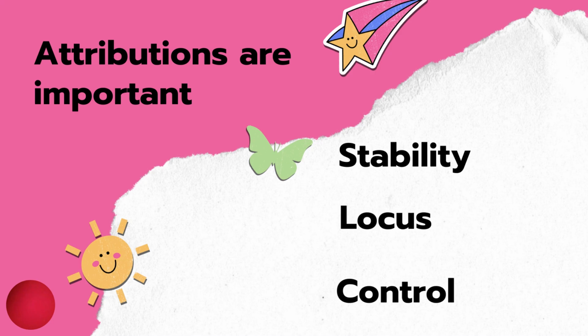Locus refers to a locus of control, or whether the cause is internal or external. An internal locus is when the outcome is attributed to ability or effort by the student, something within that student. External locus is when the outcome is attributed to some outside factor, such as luck or the teacher's attitude.